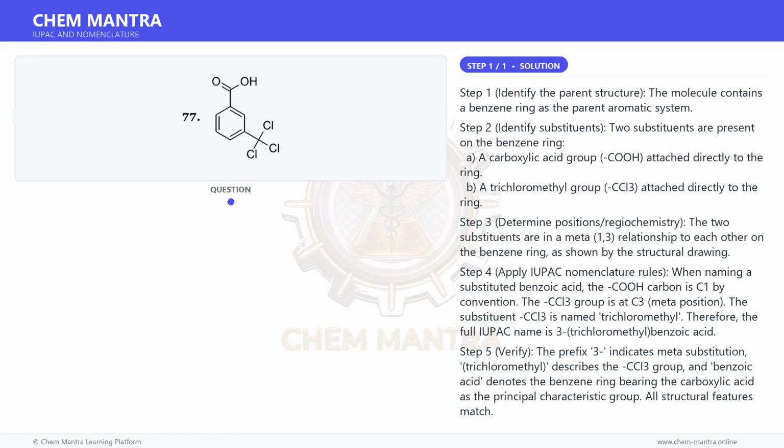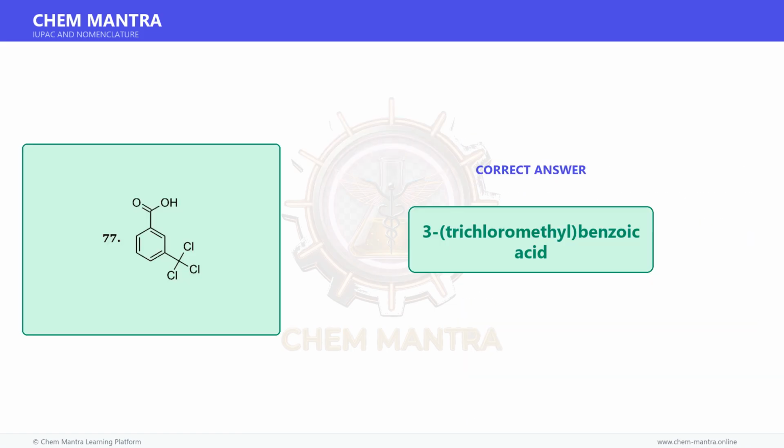Step 5. Verify. The prefix 3 indicates meta substitution. Trichloromethyl describes the CCl3 group, and benzoic acid denotes the benzene ring bearing the carboxylic acid as the principal characteristic group. All structural features match. Therefore, the correct answer is 3-trichloromethyl benzoic acid. The correct answer is shown on screen.